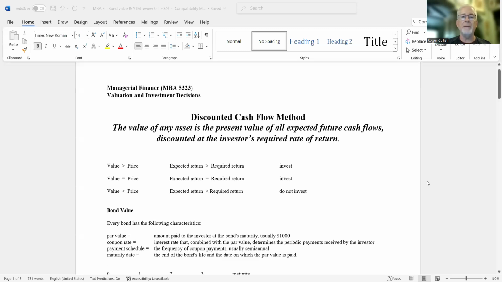Okay, so I'm going to share a document with you that has an example and some changes to it to demonstrate some other things. Okay, so what you see at the top of the page here is what we've seen before, and that is, first of all, a statement of the discounted cash flow method. And the discounted cash flow method is used to estimate value, right?